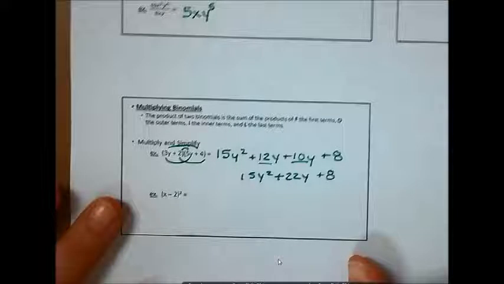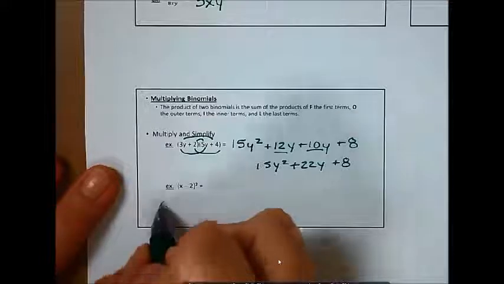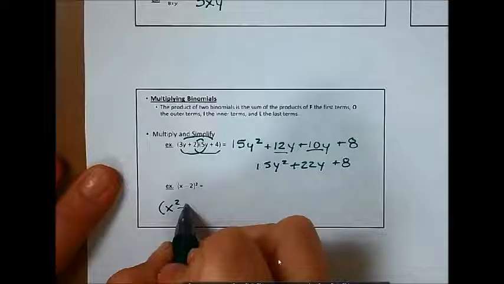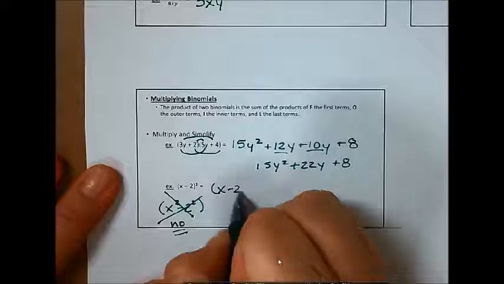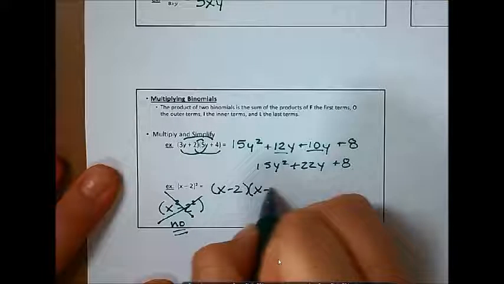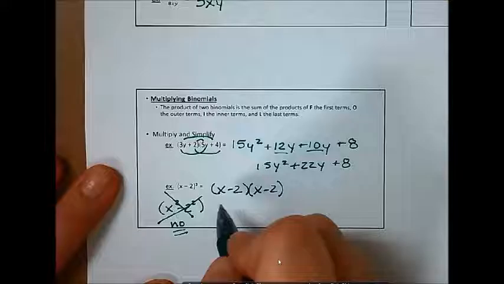Finally, we have x minus 2 squared, and you can't just distribute that squared because this is the wrong answer. No. When you square something, it's x minus 2 times x minus 2. Squaring means times by itself. Then once again, you're going to FOIL.